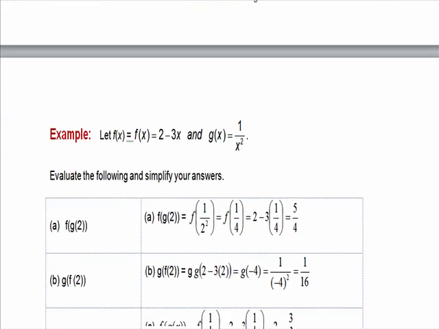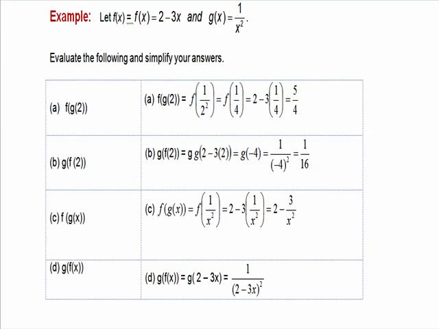So if we now use that to take a look at an example, suppose our function f at x is 2 minus 3x, and g of x is 1 over x squared. We could do a number of evaluations. So first of all, suppose I wanted to do f at g at 2. What we do is we work, again, from the inside out. So the first thing I do is I compute g at 2. So what I'm going to do is look at my g function, and my g function was 1 over x squared.